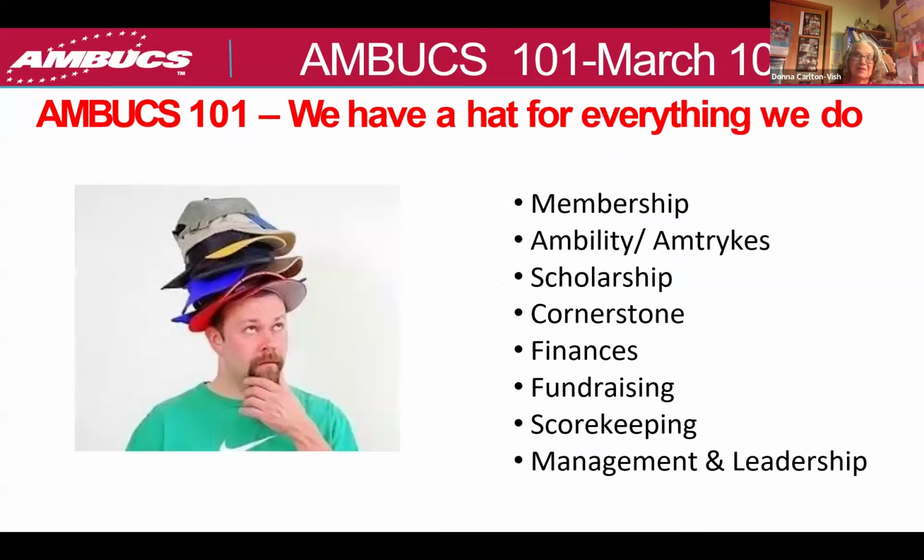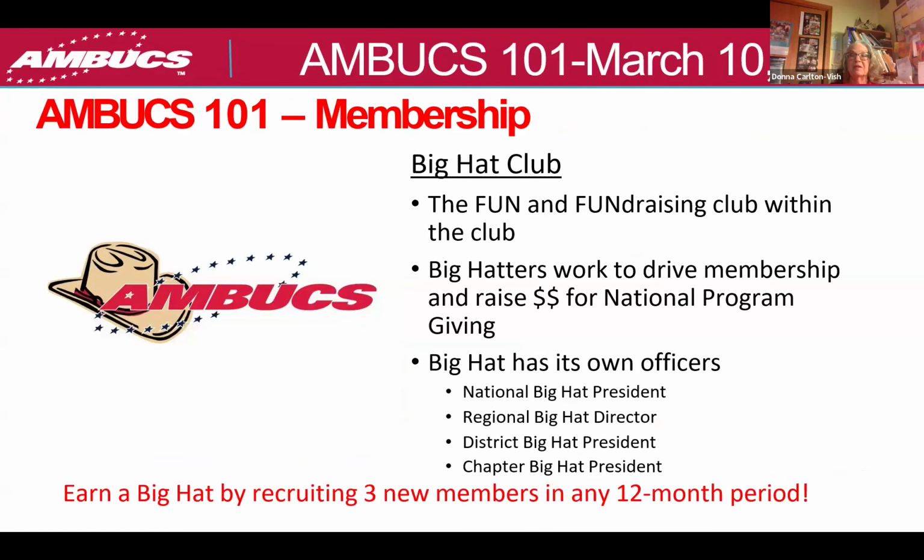So in AMBUCS, Larry Turilli says we have a hat for everything. And that's quite a list if you look at all of it. That's a lot of the things we do, just not individualized. So let's take a look at what some of those things are. Next slide, please.